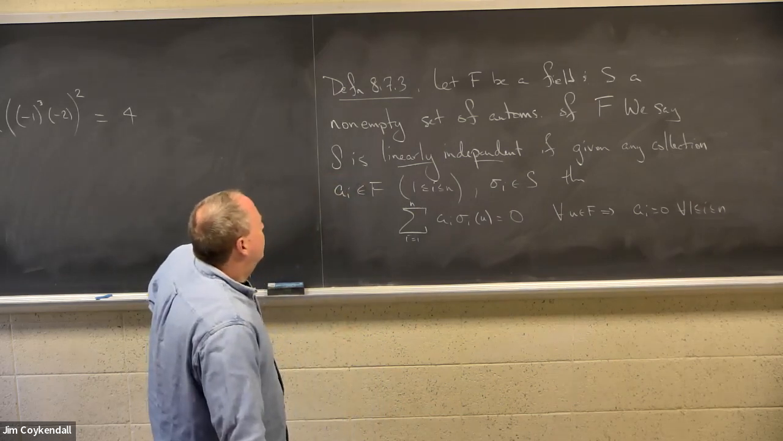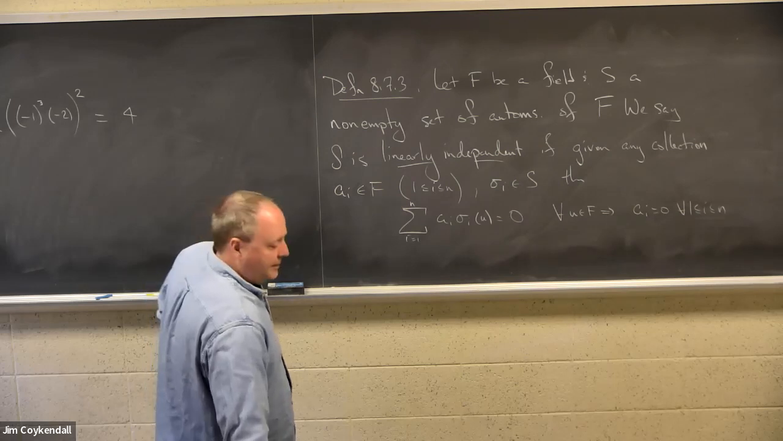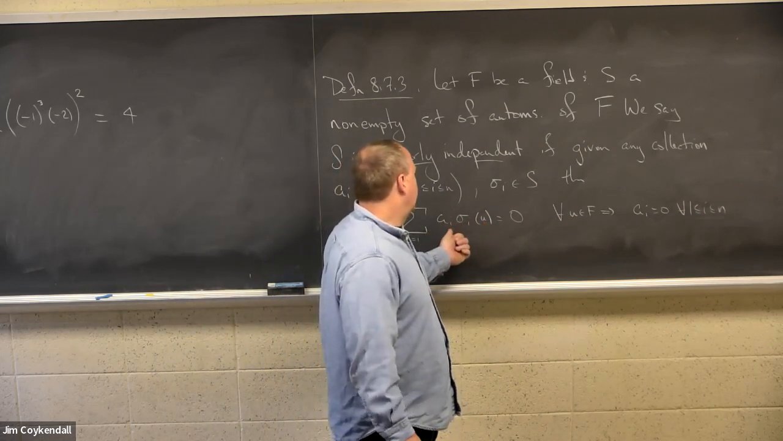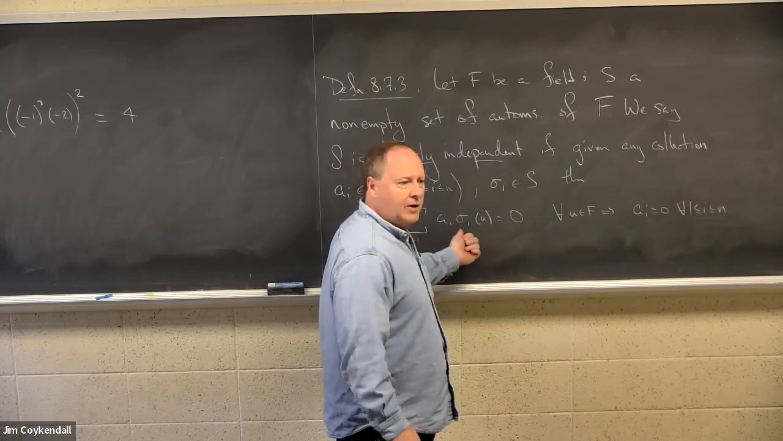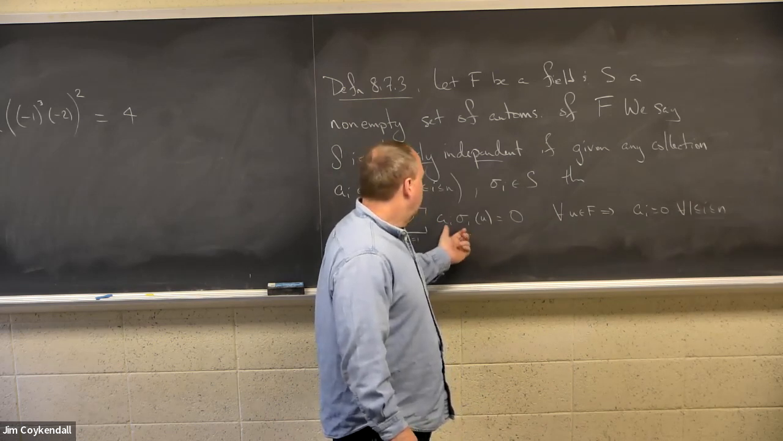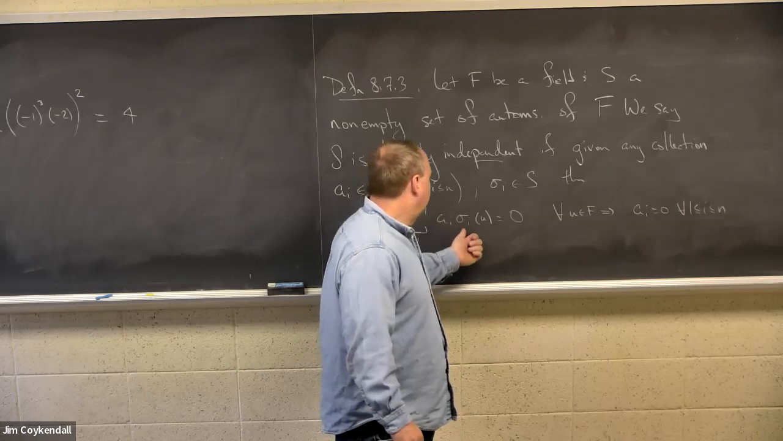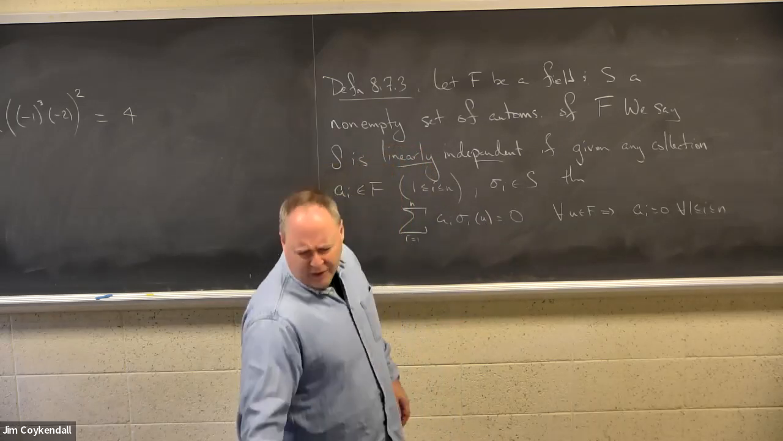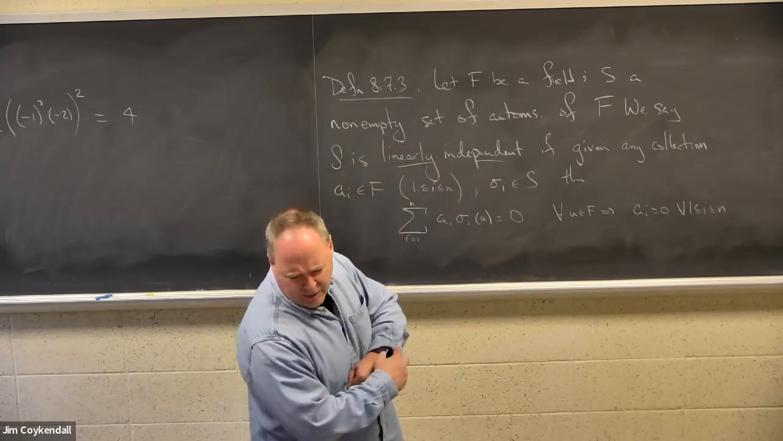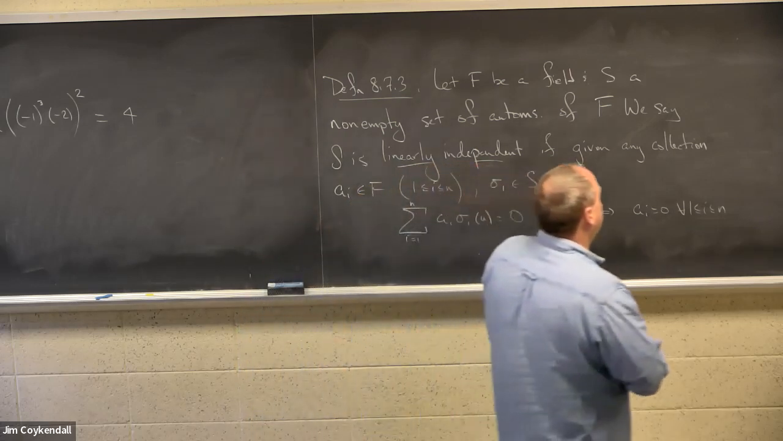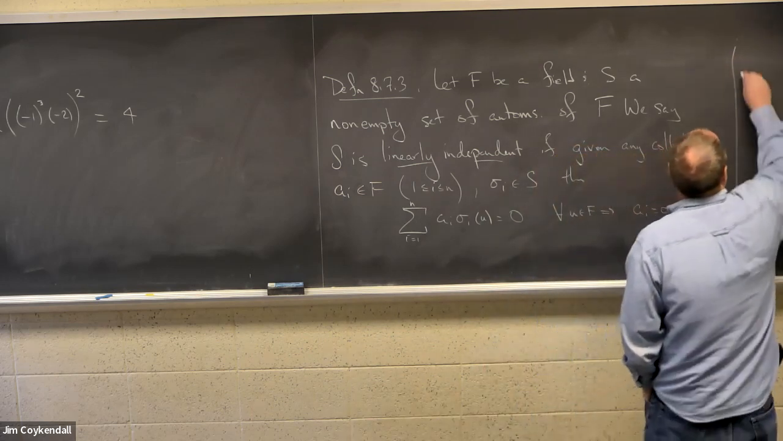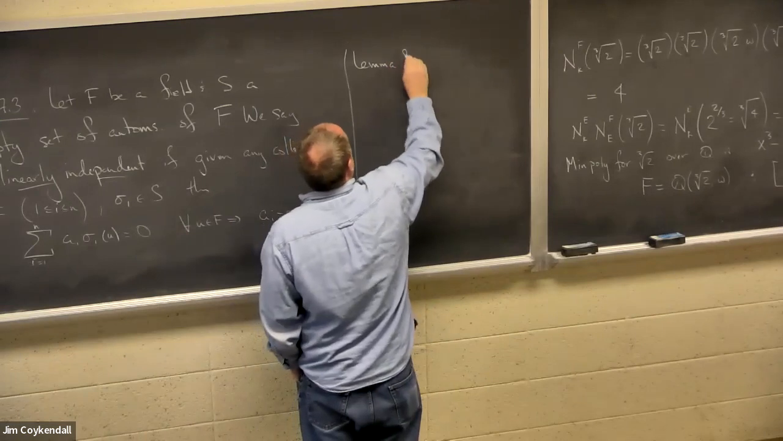So what it means for this set of automorphisms to be linearly independent is that this linear combination of the automorphisms is identical to 0, because this sum of a_i sigma_i acting on any u in F always gives you 0. If this means that all the a_i are 0, then we say that this is a linearly independent set of automorphisms. So let me give you a lemma that almost renders this definition useless.